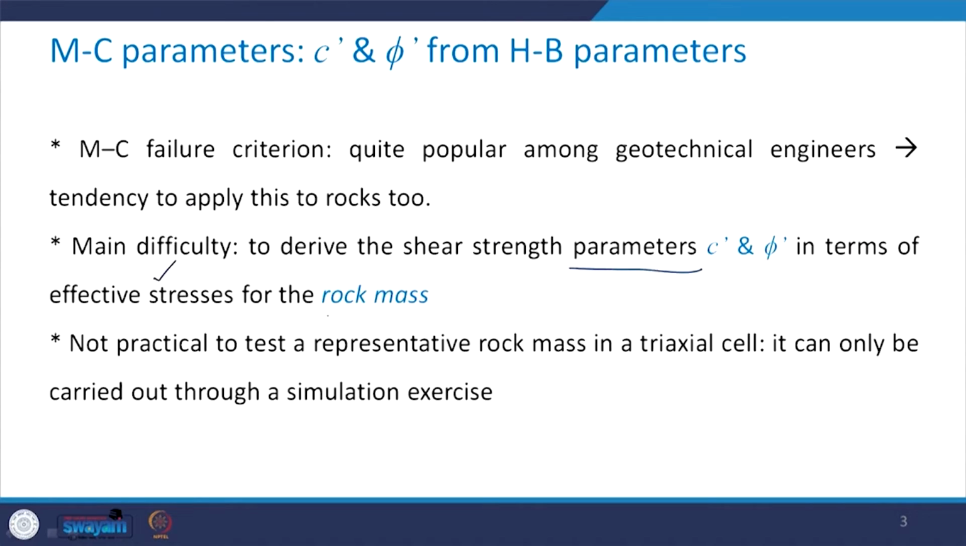The main difficulty with respect to the Mohr-Coulomb failure criterion was to derive its shear strength parameters under effective stress condition for the rock mass, which we were representing as c prime and phi prime. It is really not practical to test a representative rock mass in a triaxial cell. It can only be carried out through a simulation exercise. When I say simulation exercise, it means we have to conduct some kind of numerical experiment in order to represent the same condition as it would have been if we were able to test the rock mass in a triaxial cell.